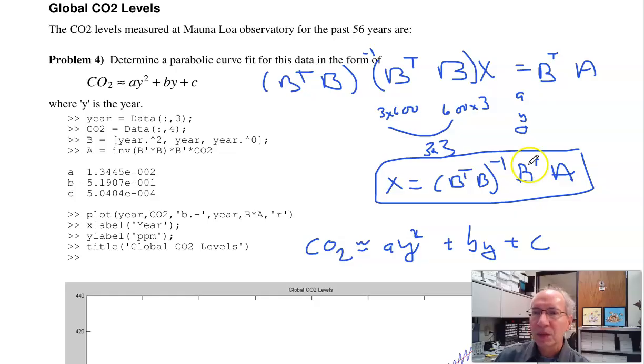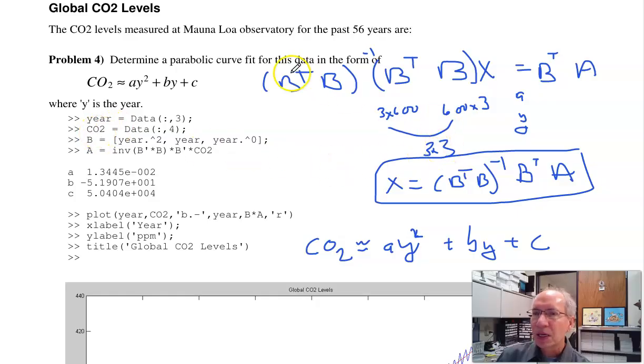made up data. If I go to Bison Academy, you can pull up some data. For example, from Mauna Loa Observatory, they've been measuring CO2 levels for the last 56 years. If I bring in that data and then throw it into Matlab, with the data, the third column is the year, the fourth column is the CO2 level.